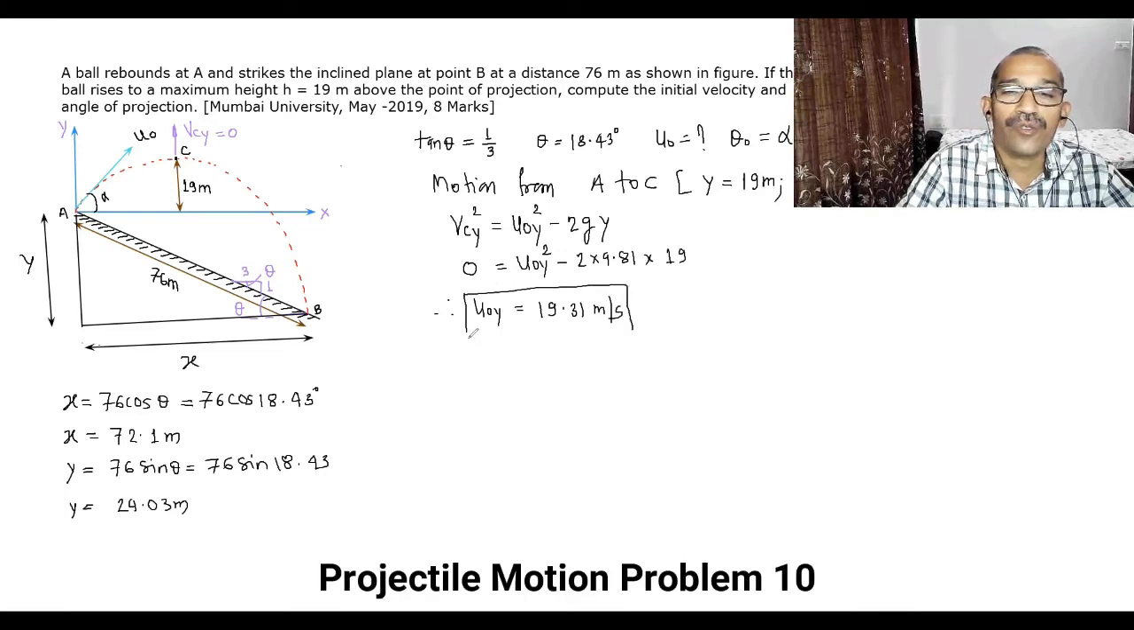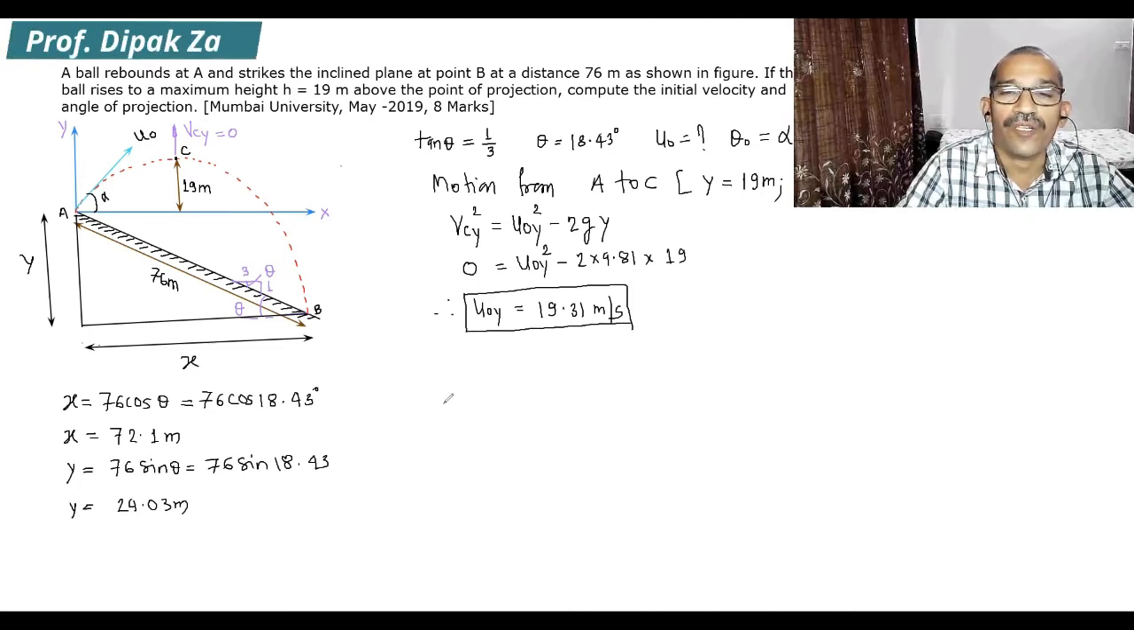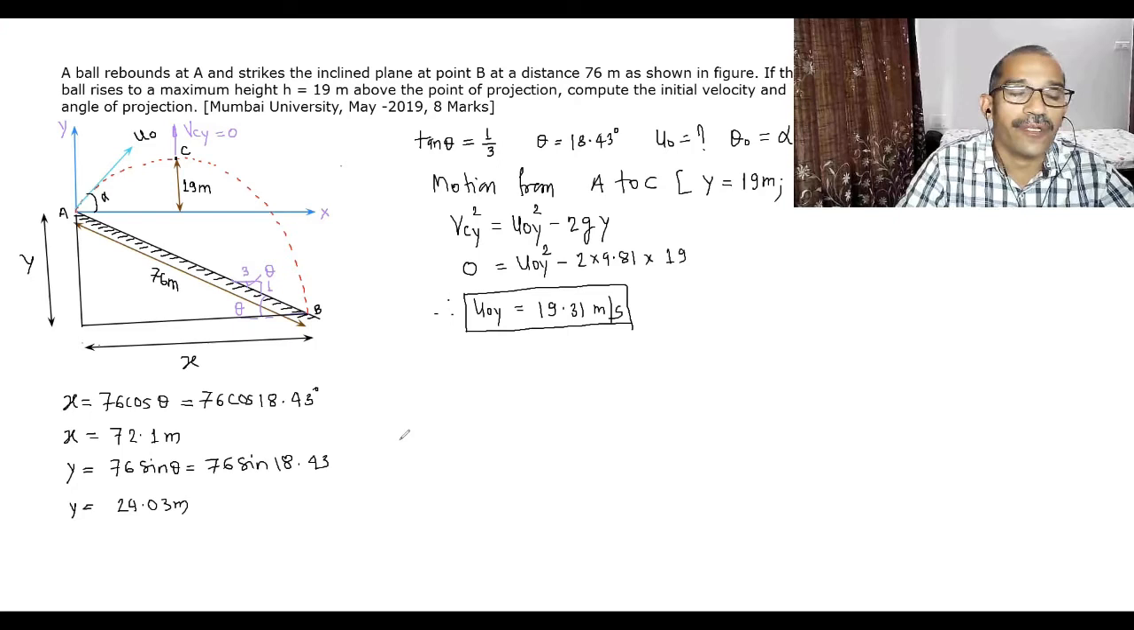See, to find out u0 and its inclination, you must know both the components. That means what is required now? u0x. If we see what data is given, how is u0x possible? To find out u0x, you know this x distance, right? This one is known. Y is known and u0x is unknown.